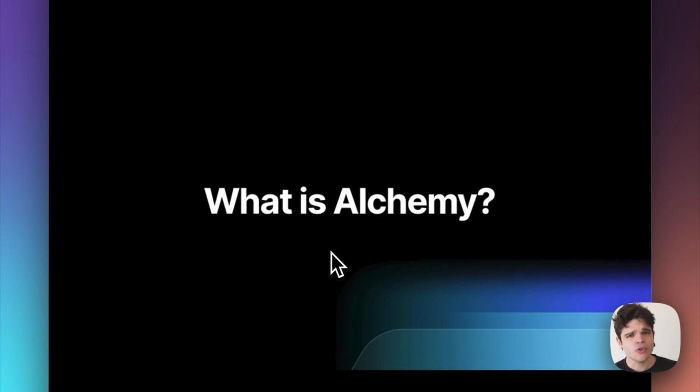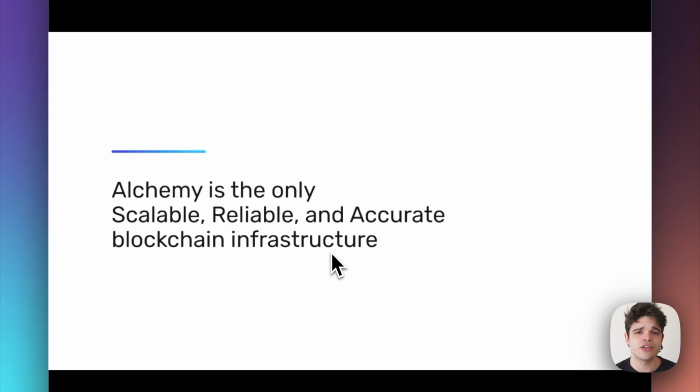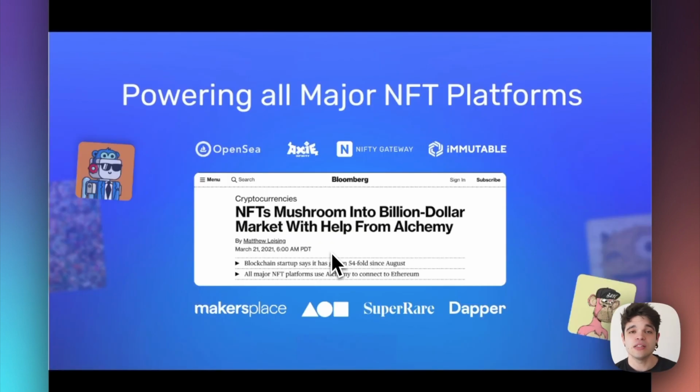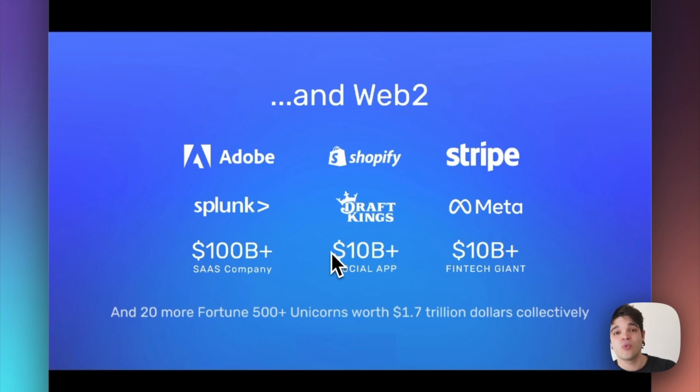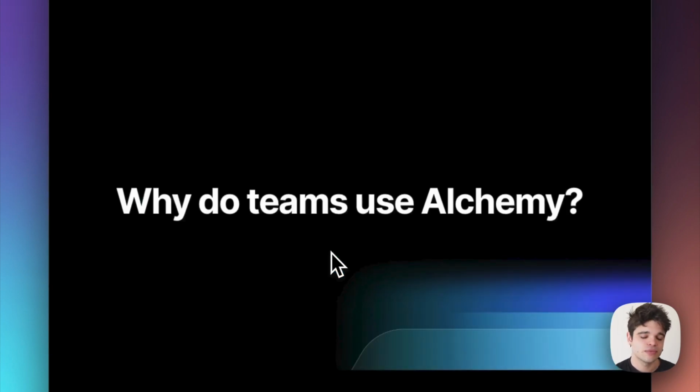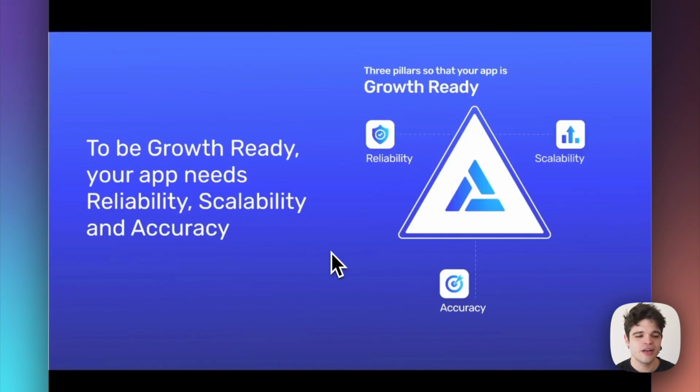So, to get started, what is Alchemy? Alchemy is a node provider and Web3 developer tooling platform, powering hundreds of thousands of Web3 and Web2 applications out there. Things like OpenSea, Nifty Gateway, but also 0x, Argent, Dapper, as well as big, massive Web2 companies such as Adobe, Shopify, and Stripe. The question here probably is, why do these companies use us? Why Alchemy? That's the question we'll try to answer here.